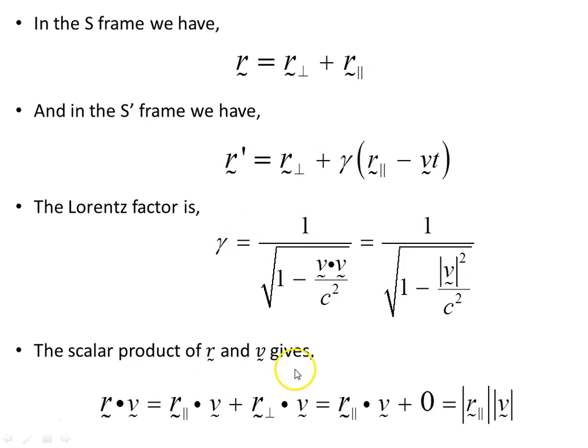Now the scalar product of r and v, which is going to help us find the vector projection, which we'll talk about shortly: r dotted with v is r parallel dotted with v, from this expression up here, plus r perpendicular dotted with v. By definition, this second expression is 0 because these vectors are perpendicular to each other. So r dotted with the velocity vector v gives us r parallel dotted with v, and that gives us the modulus of r parallel and the modulus of v. So it gives us the components of those two vectors.